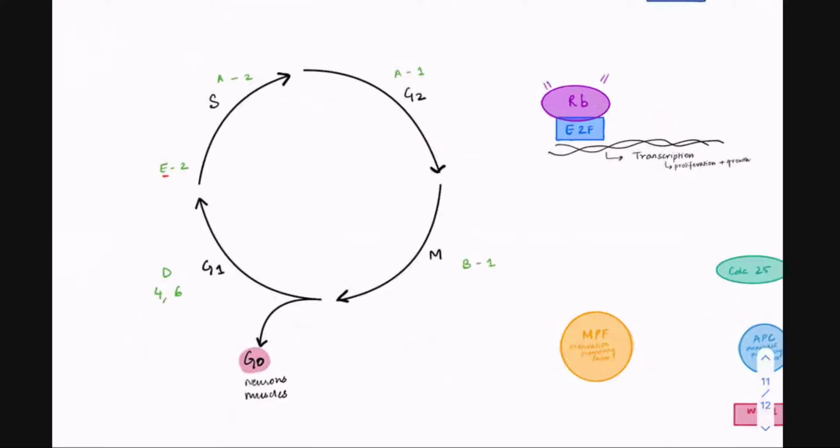Then in our G2 phase, we have cyclin A CDK1. And in our M phase, we have cyclin B and CDK1. So let's look at an example of how these cyclins and CDK work.